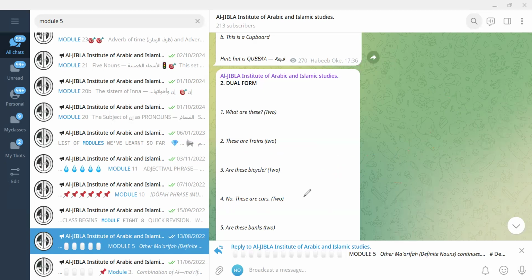Okay, good. Are these bicycles? Now the response is no. These are cars. Two cars. So who's going to help us with that? Brother Saula, I think you've not said something. Anyone else available? I think Brother Saula is not available yet. No, these are cars. لا هاتان سيارتان. Barakallahu fiik. Impressive.